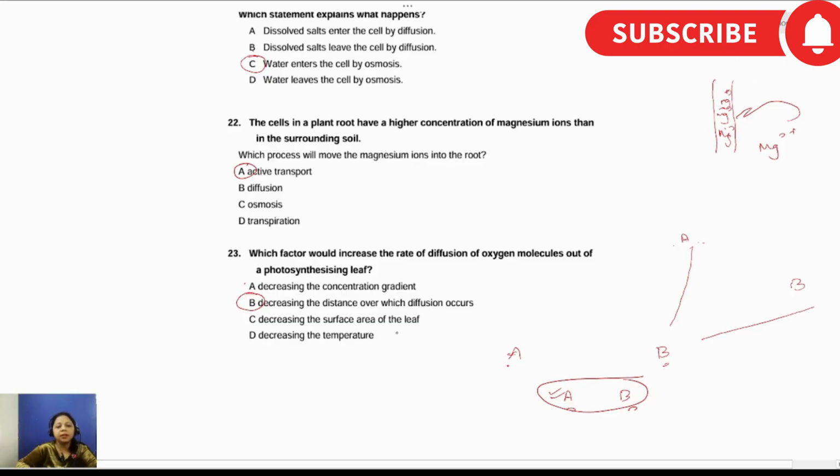Number three, decreasing the surface area. We have done it so many times. More surface area means more diffusion. You have a full plate and then you have a glass of water, in which would there be more diffusion? Plate or glass of water? Plate. Okay. So more surface area means more diffusion. And what about temperature? Is diffusion higher in hot water or cold water?